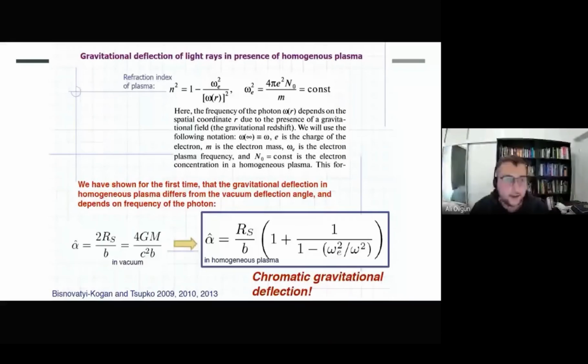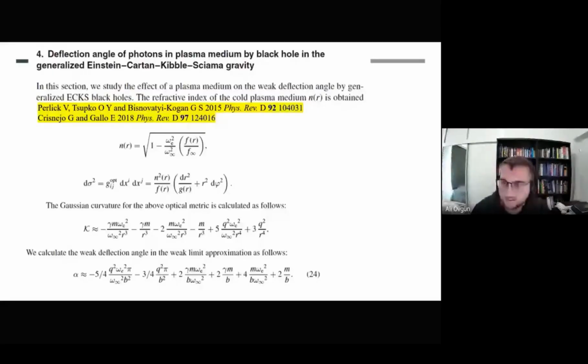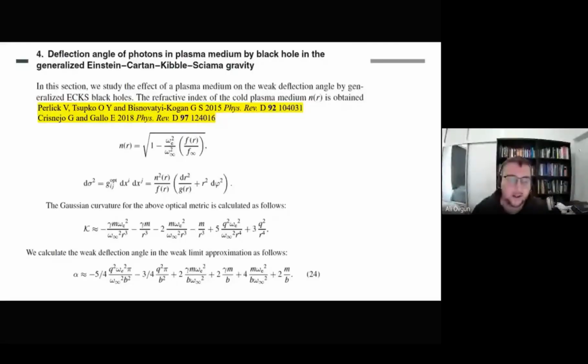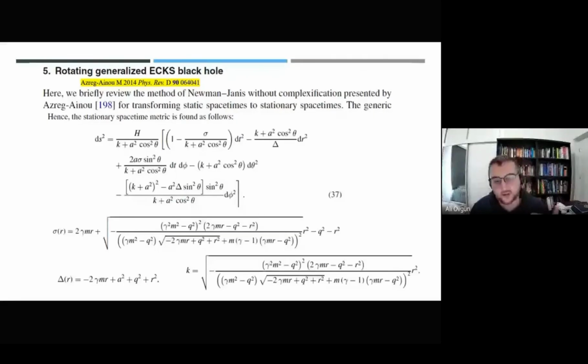When you calculate it for this black hole, you will see that the same effect arises, where omega e is the electron plasma frequency, and omega infinity is the photon frequency measured by an observer at infinity. So here the deflection angle depends on the frequency of the photon, and it shows the chromatic gravitational deflection, and the deflection angle is increasing in the plasma. After that, by using the Azreg-Aïnou method, we convert it to the rotating generalized black hole. When we make it a rotating black hole, we calculate the shadow of this black hole.